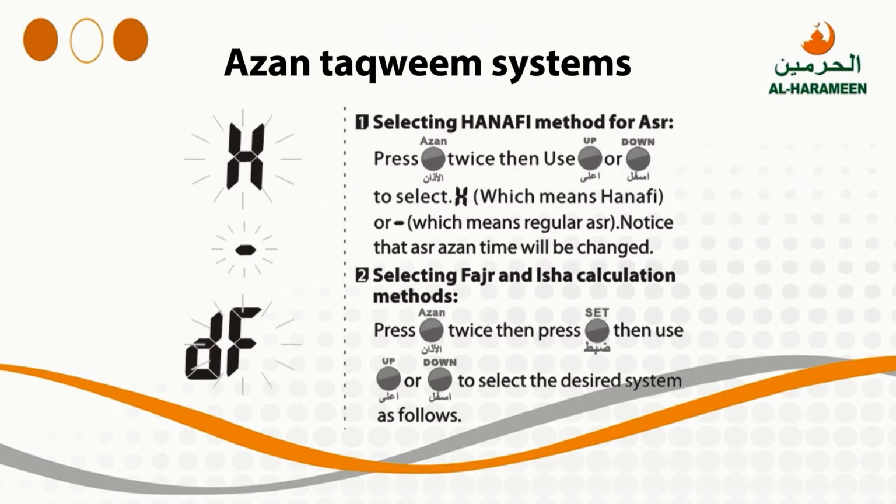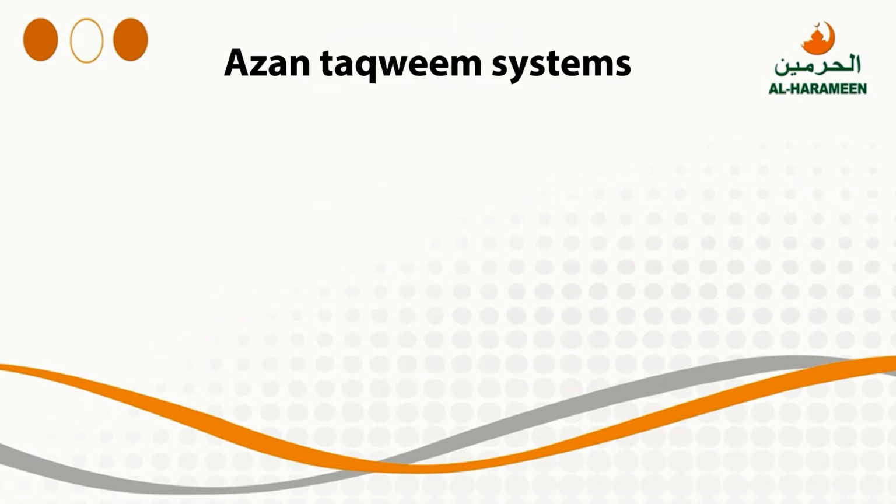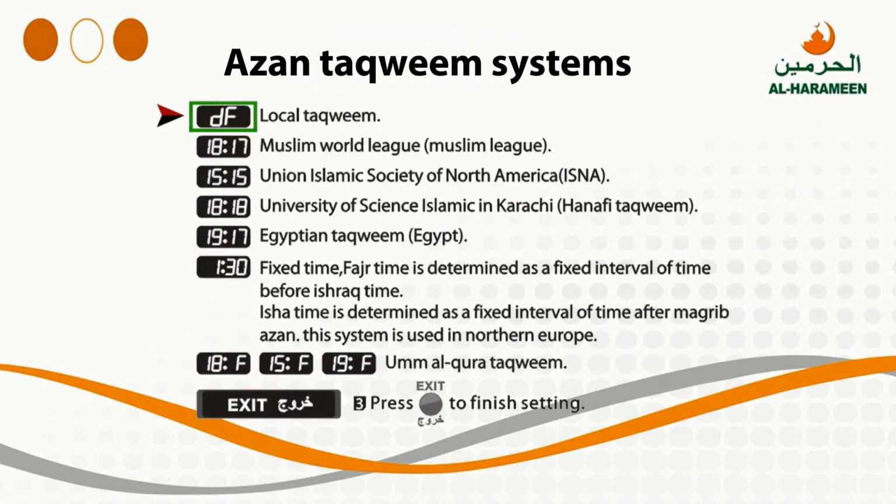Press azan twice, then press set. Then use up or down to select the desired system as follows. Local taqweem, Muslim World League, Islamic Society of North America, ISNA, University of Islamic Sciences in Karachi, Hanafi taqweem, Egyptian taqweem, Egypt.